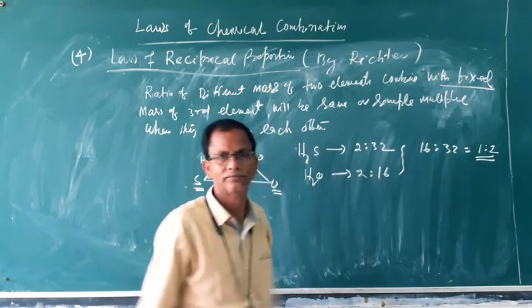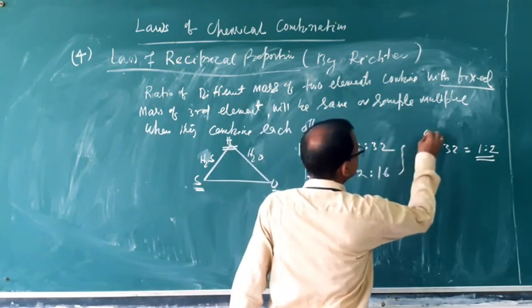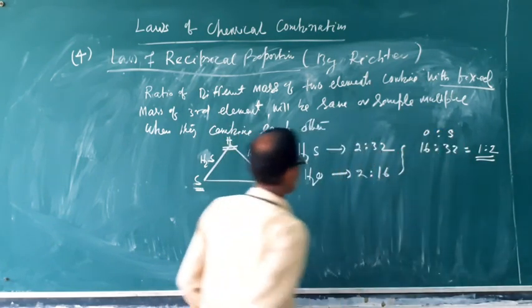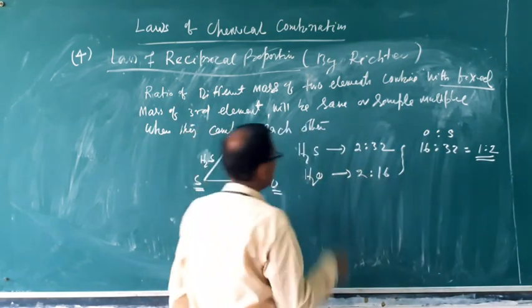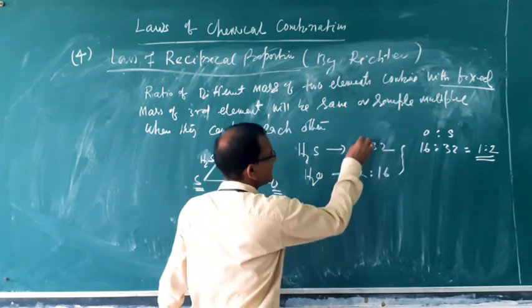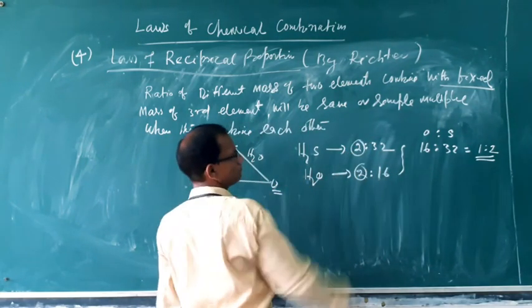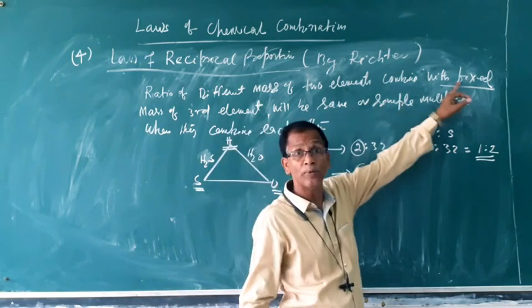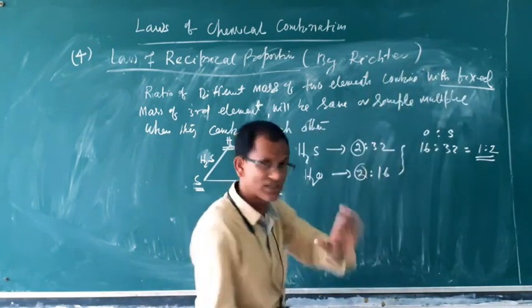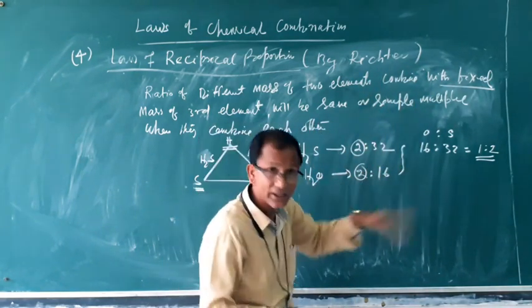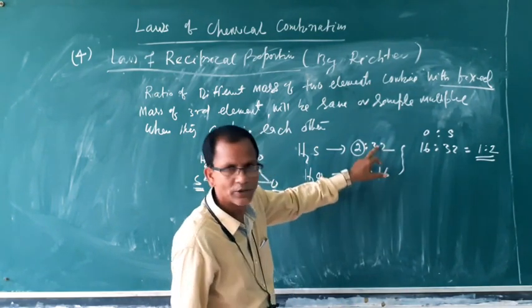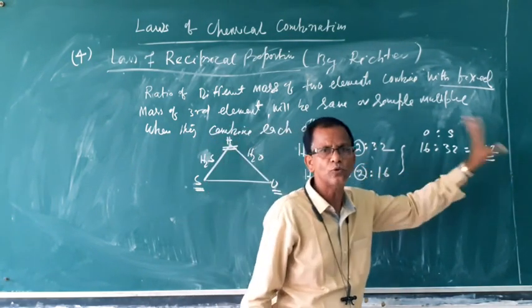Oxygen and sulfur. This is the ratio of oxygen with sulfur. Oxygen is 16 and sulfur is 32. Keeping constant weight is hydrogen. As per the law, one mass should be fixed, constant. Constant will be neglected. Then what are the different weights? 16 and 32. The ratio is 1:2.